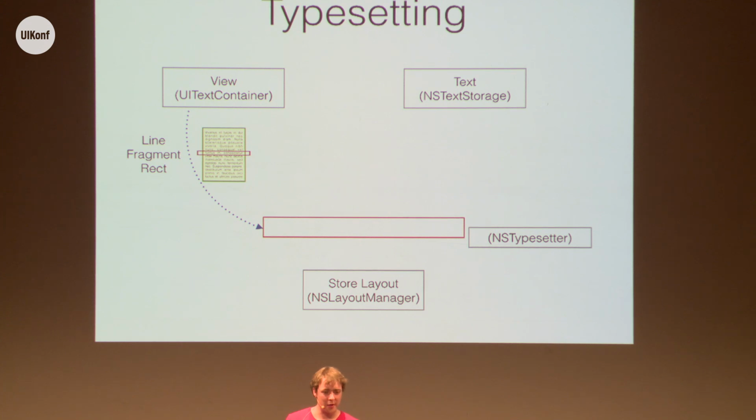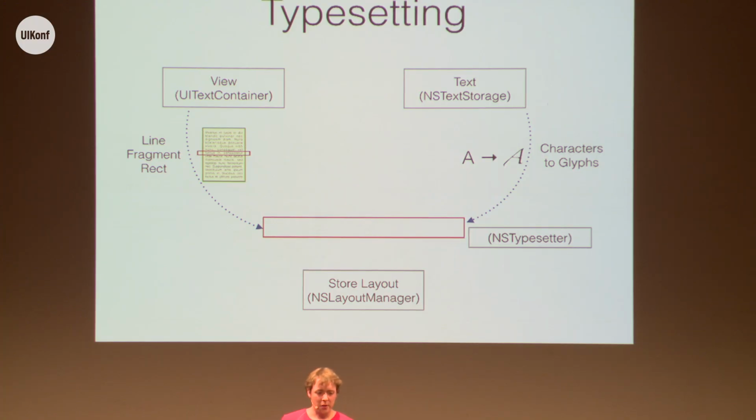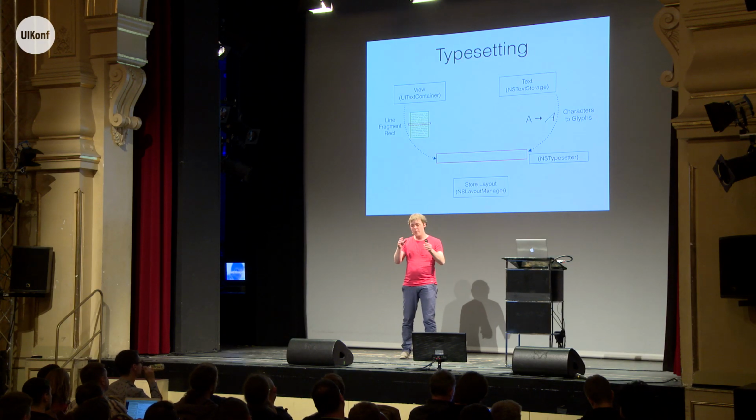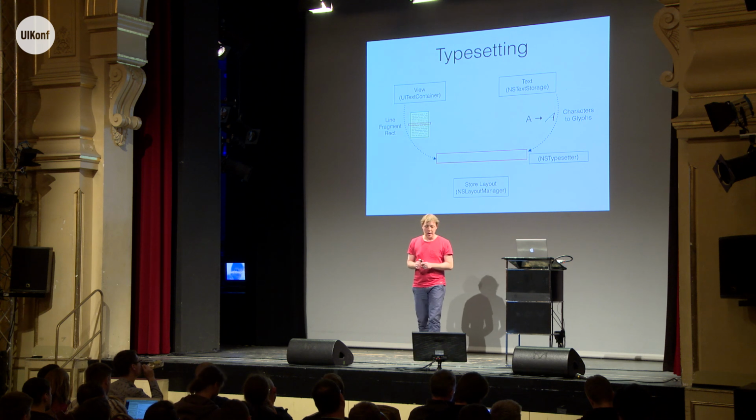The text container is a nice guy, and he returns us a line fragment rect. And then we ask the glyph generator to give us a glyph for a character. The glyph is like a picture. Just imagine a font like Helvetica or Arial or Comic Sans MS to be just a map from a character like A to a picture of the character A. And in this case, here is, I think it's Zapfino or something like that. The glyph generation is just a translation from characters to glyphs, to images.